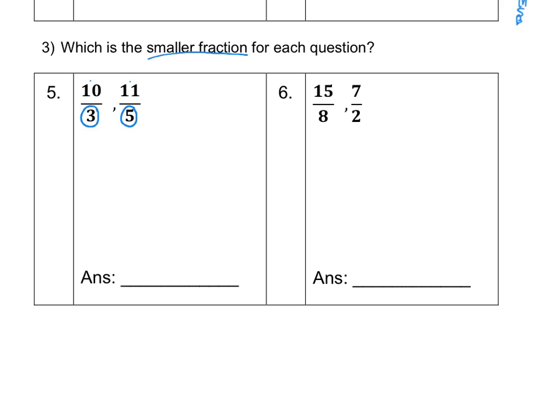So step 1, okay, we list the 3 times table: 12, 15, 18, 21, 24, 27, 30. And the 5 times table: 5, 10, 15, 20, 25, 30, 35, 40, 45, 50. From these 2 lists, we are going to compare and see what is the first common multiple between 3 and 5. Can you identify? That will be 15.